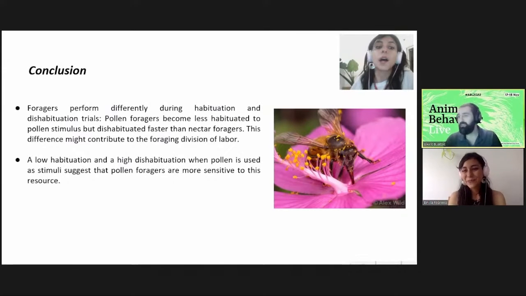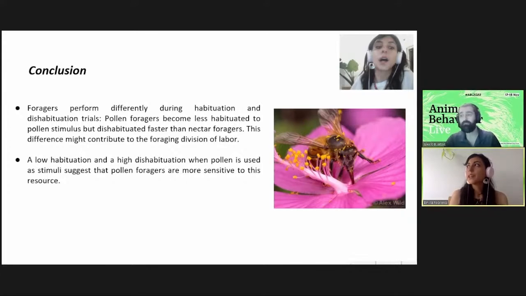So we received some questions from AB George on the chat. First he's saying that it was a great talk. He's asking, do you think there will be differences in the PER response based on when the foragers are tested? For instance, before flying out and when returning from a food source?